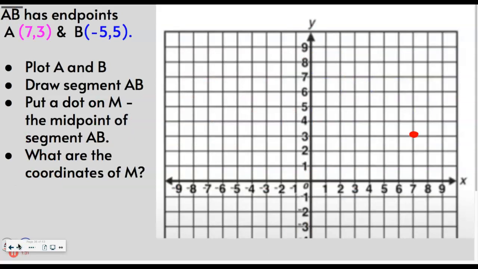We're going to graph the point 7, 3: 7 to the right on the x-axis and 3 up on the y-axis. We're going to label this point A right here. Then we're going to go 5 to the left on the x-axis and 5 up on the y-axis, and we're going to label that point B. We have a line segment connecting the two, and I'm going to draw that.